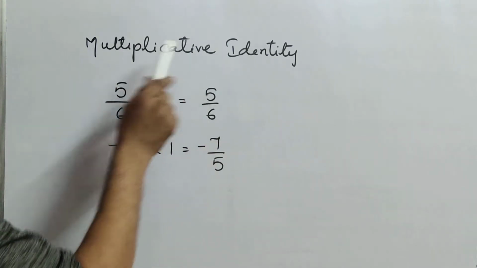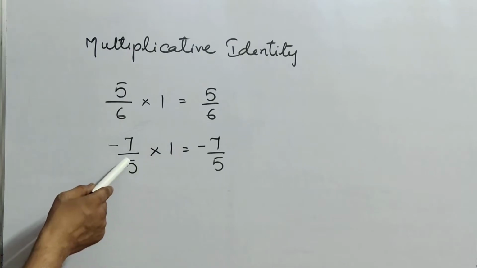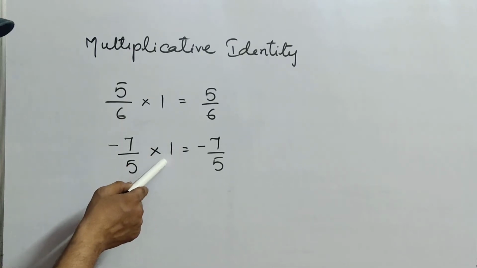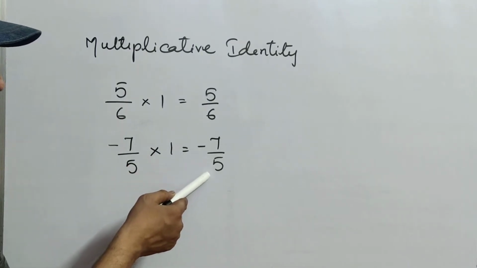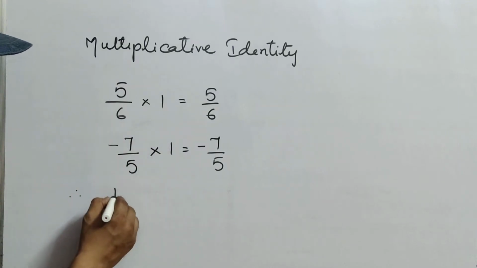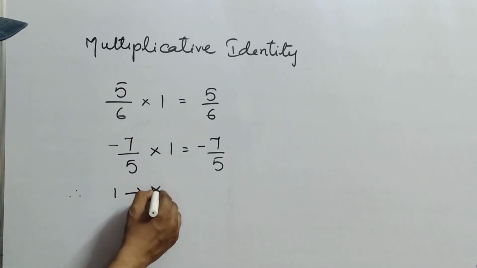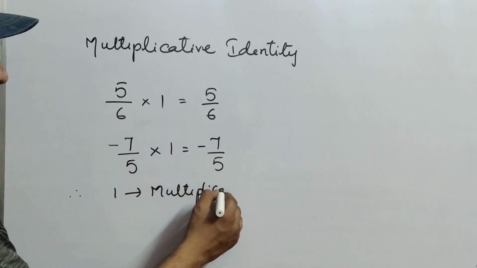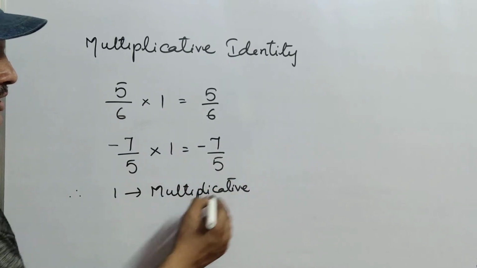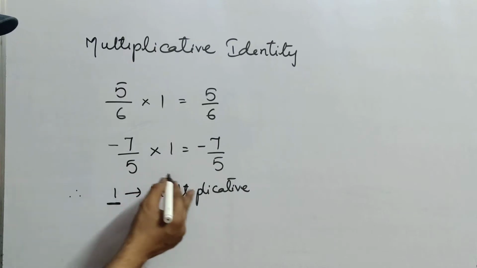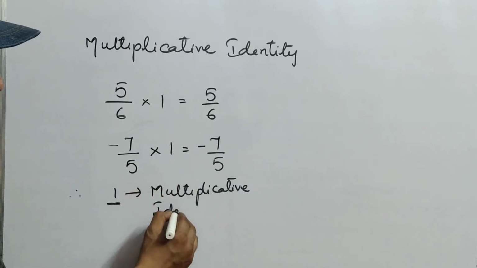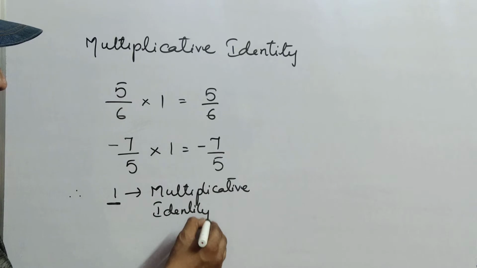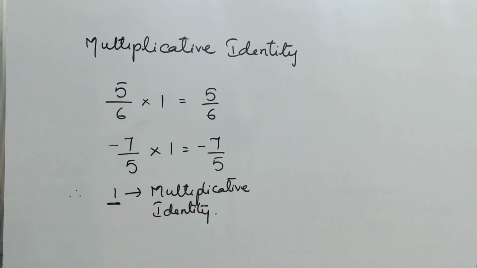Then why is it called a multiplicative identity? If you multiply any number with 1, you are getting the same answer. Therefore 1 is called multiplicative identity. What number will be called multiplicative identity? 1. 1 is called multiplicative identity. Is it clear, children?